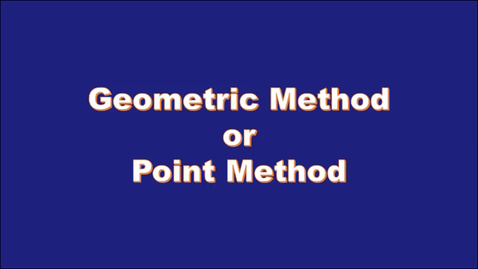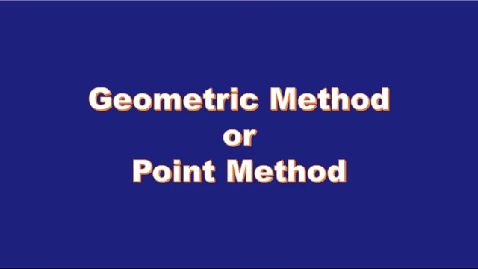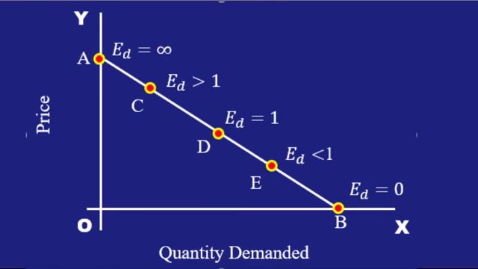In this session, we shall see how to measure elasticity of demand at a given point on a demand curve. Look at this graph. The demand curve is linear. It has uniform slope. Uniform slope doesn't mean the demand curve will have the same elasticity throughout its length. Elasticity differs at different points. We shall see how it differs at different points.